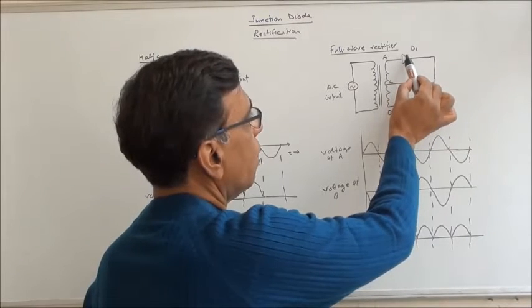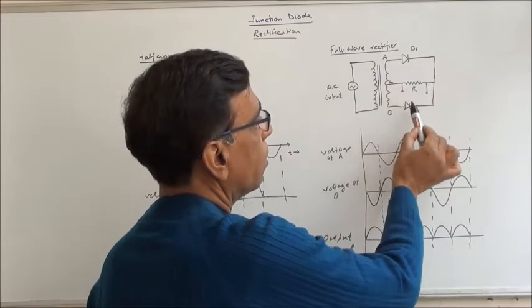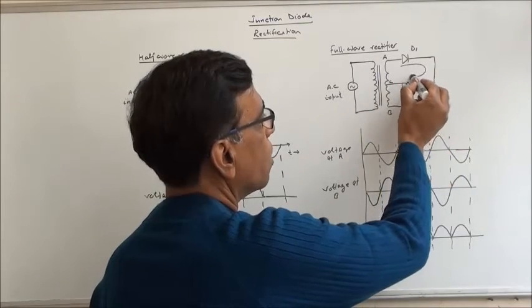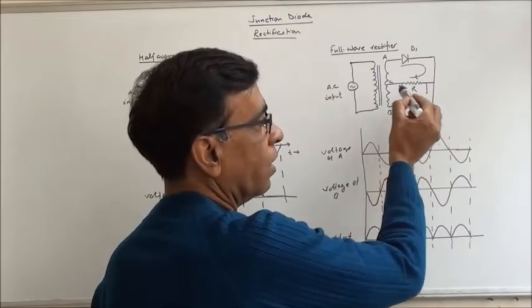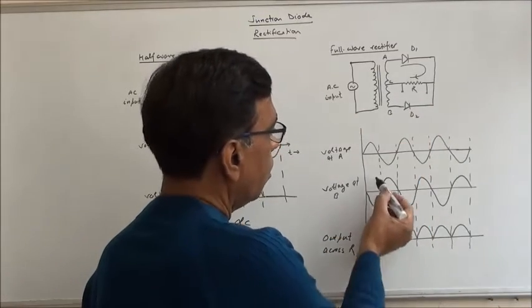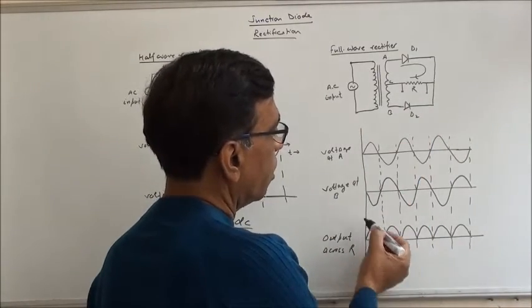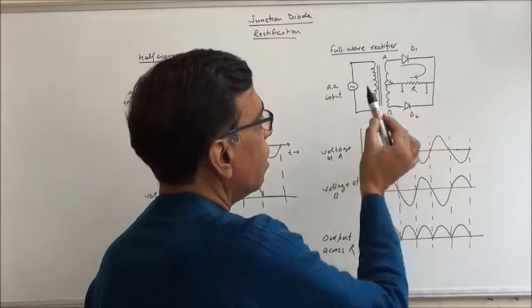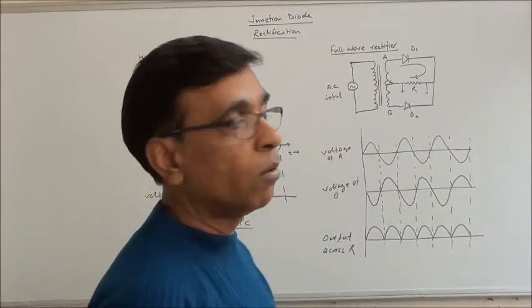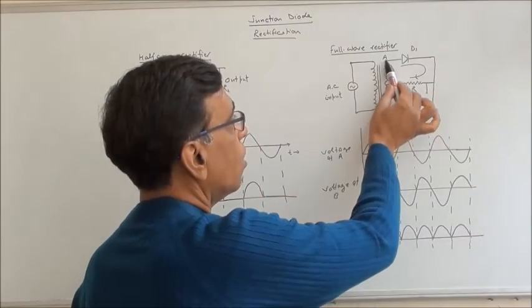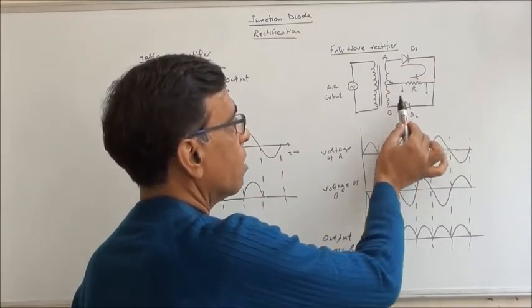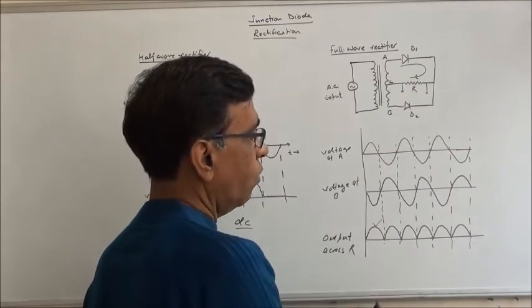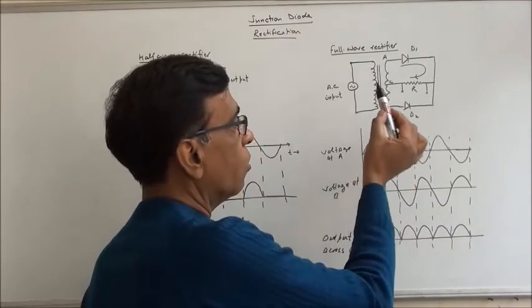A positive means diode D1 is in forward bias. This is in reverse bias. So how the current will flow? Current will flow through this upper circuit. No current here. So we will get this half here, output. Second, this is, now when this is positive, this is positive, forward bias. This is negative, no current through it. We are getting this due to first diode.